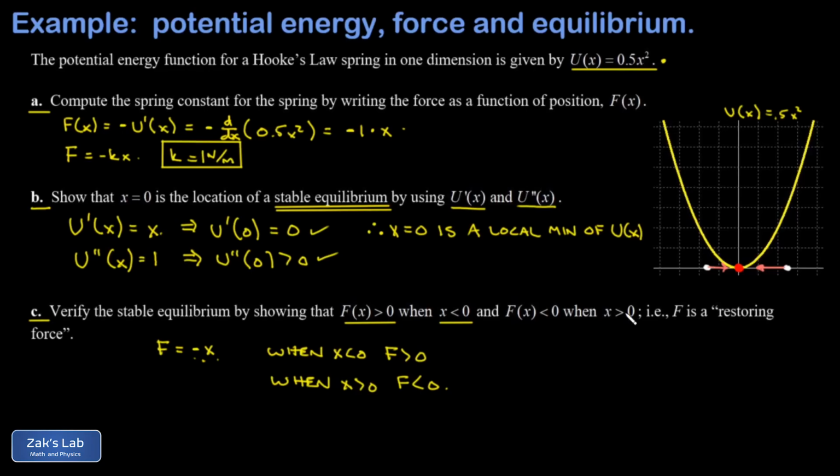So we've verified that if our particle is tweaked to the left of the equilibrium position, the force restores it to the right. If it's tweaked to the right of the equilibrium position, the force restores it to the left. So this is called a stable equilibrium because when a particle is in this neighborhood, it will always stay around that neighborhood. And that's it.